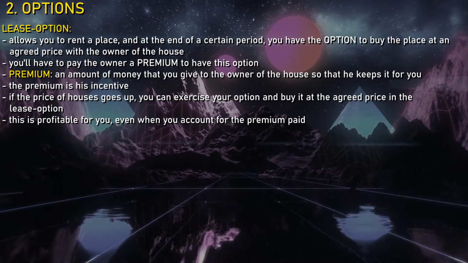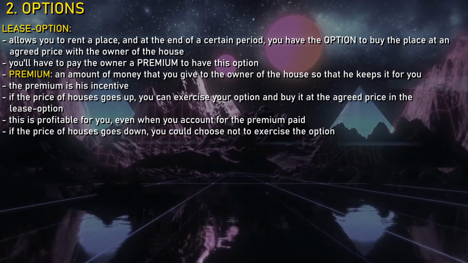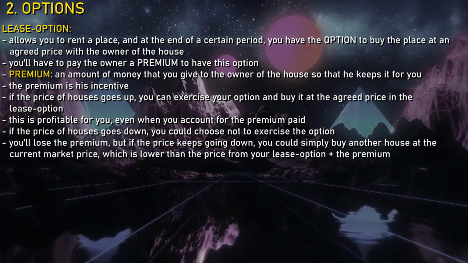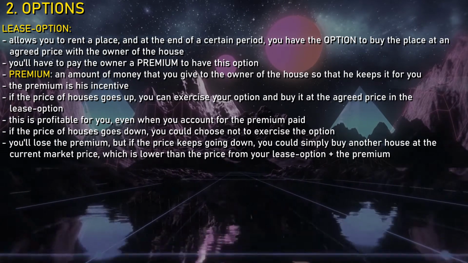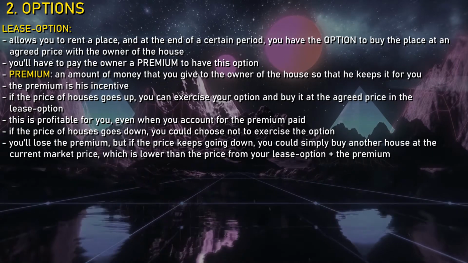On the other hand, if the price of houses goes down, you could choose not to exercise your option. You lose the premium, but if the price keeps going down, it might not matter, because you could simply buy another house at the current market price, which is lower than the price from the lease option.